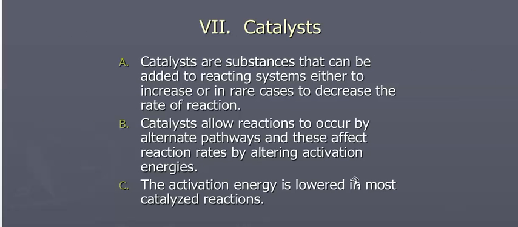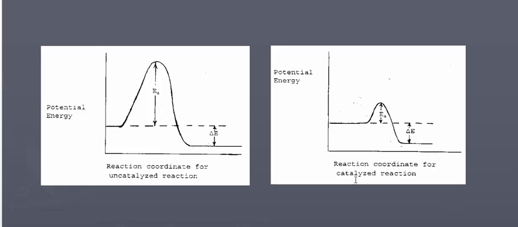Catalysts are the fourth thing that affect reaction rates. Catalysts can be added to reacting systems either to increase or in rare cases to decrease the rate of reaction, but most of the time we want to increase the rate of reaction, speed them up. Catalysts allow reactions to occur via alternate pathways, and these affect activation energies. So in most catalyzed reactions, the activation energy gets lowered.